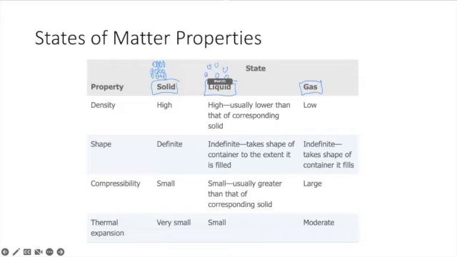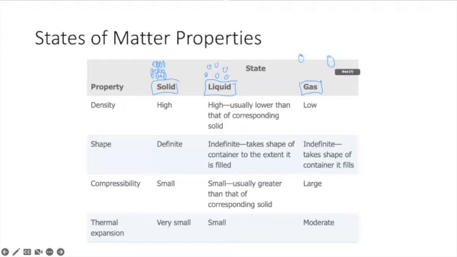They also have a high density. They have an indefinite shape, meaning that they will take on whatever space that they are in. They are able to be compressed more than a solid, but still small amounts in comparison to gases. And they will expand upon heating, only a small amount, but again, larger amount than a solid would.